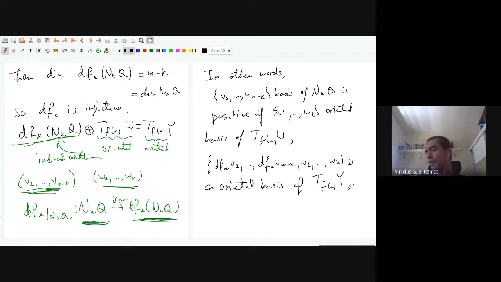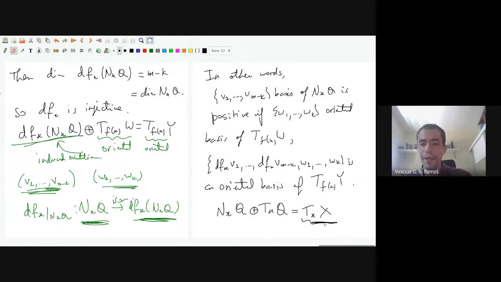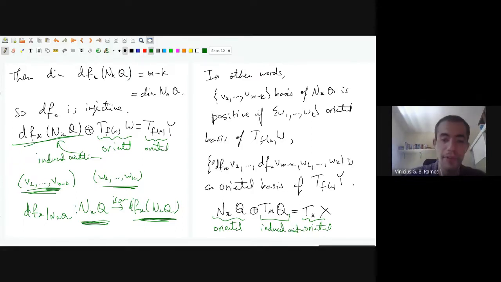Okay, but that's not what we wanted. We wanted to orient the tangent space to Q. But now we use another direct sum. We know that N_x Q plus T_x Q is equal to T_x X. And now we use the orientation on X, which we hadn't used yet. Because X is oriented, and this one is oriented, and this one is oriented, we now have an induced orientation here. And that's it. So we were able to orient Q.